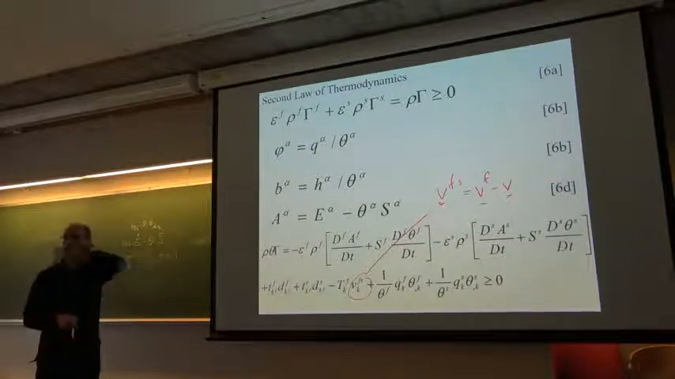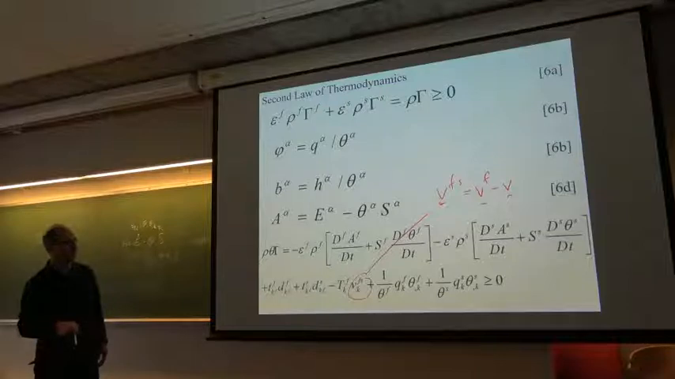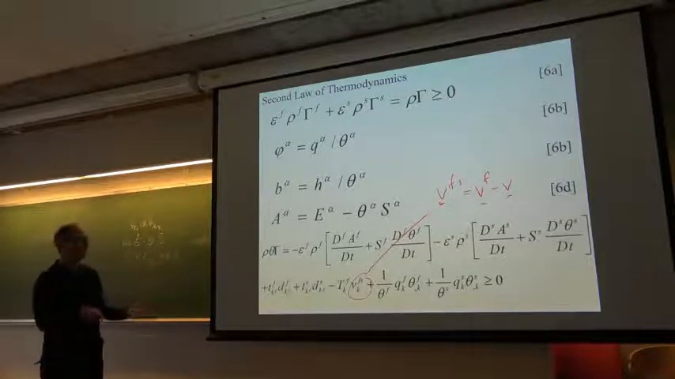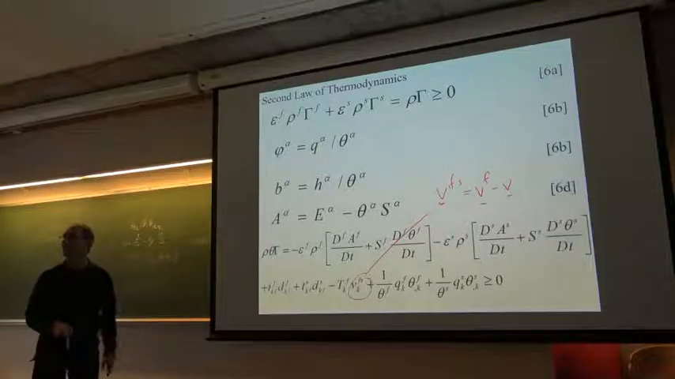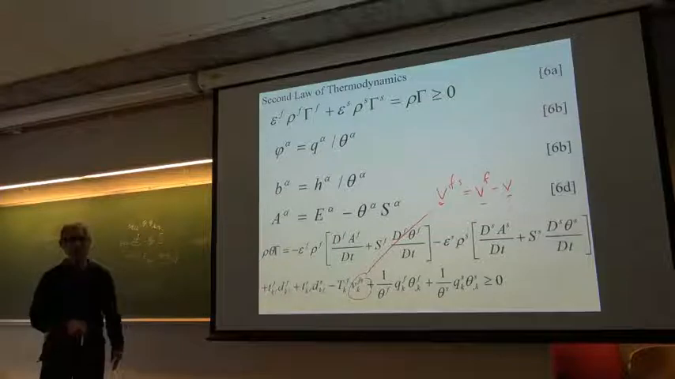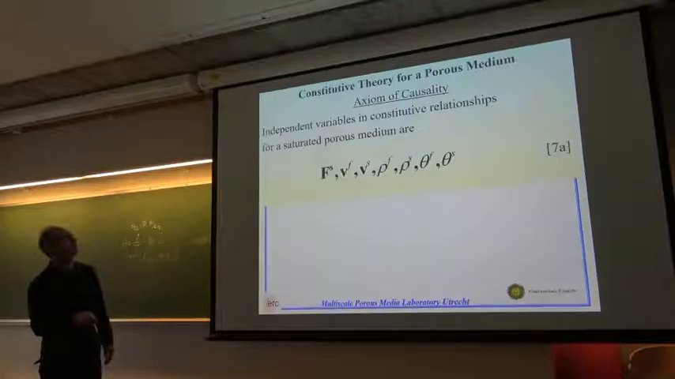Please remember, these are all macro scale, REV scale. And then the heat vector multiplying the temperature gradient, for fluid and solid. I hope it's familiar. We had it this morning, except that now we have it for the sum of them. So these are my balance laws and the second law of thermodynamics.